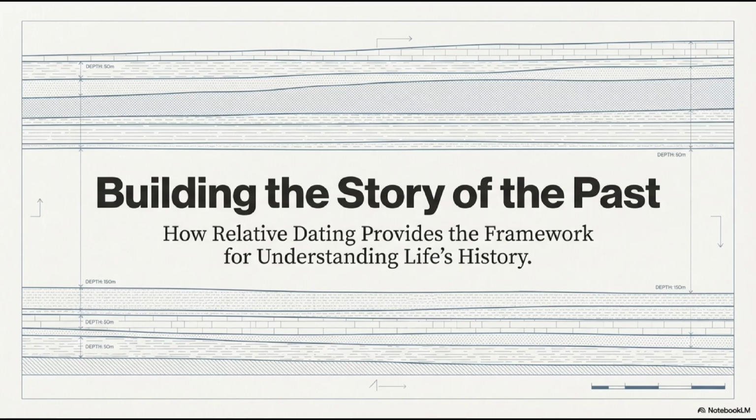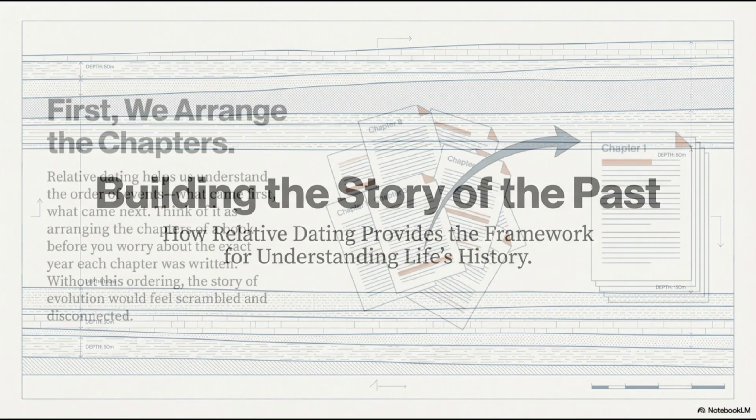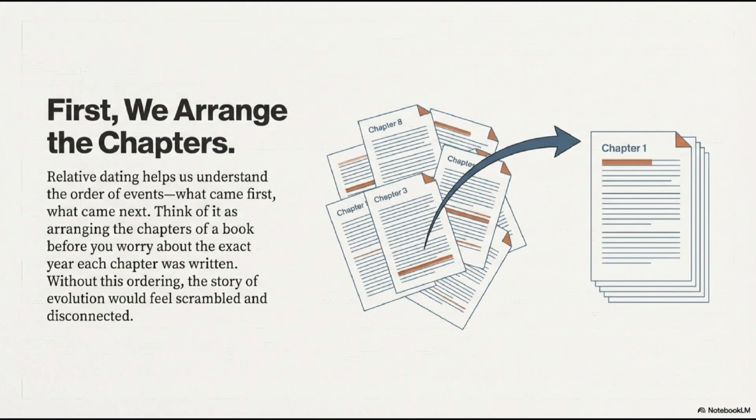Let's revisit what we mean by relative dating. Unlike absolute dating, which gives us numerical ages, relative dating helps us understand the order of events, what came first, what came next, and how layers of sediment and fossils relate to one another. Think of it as arranging the chapters of a book before you worry about the exact year each chapter was written. Without this ordering, the story of evolution would feel scrambled and disconnected.